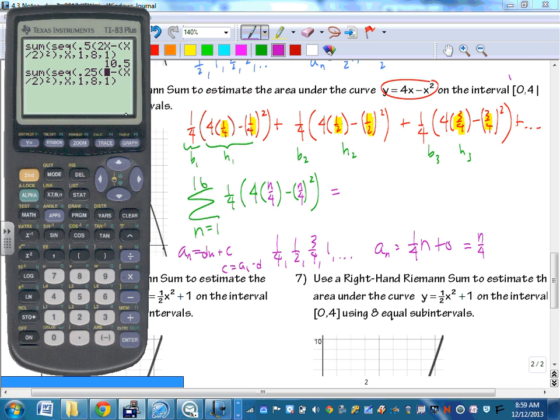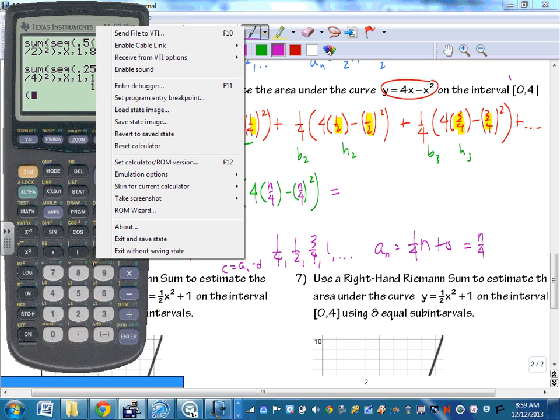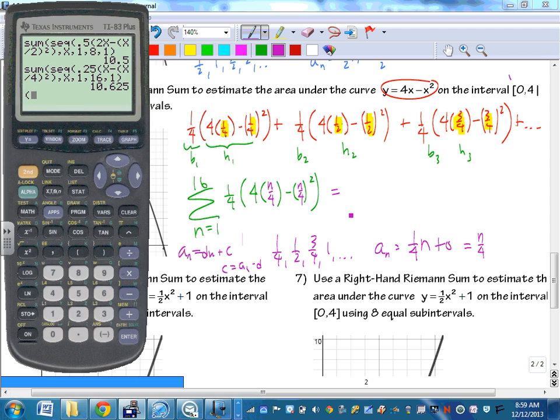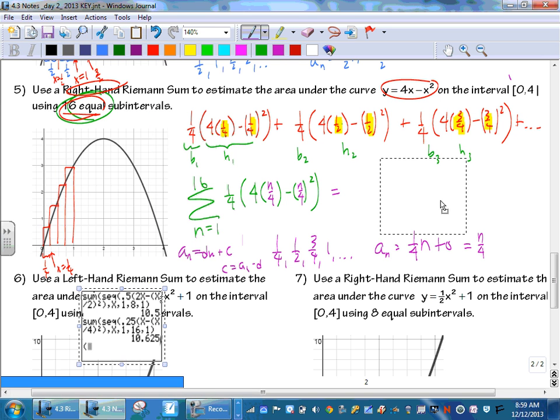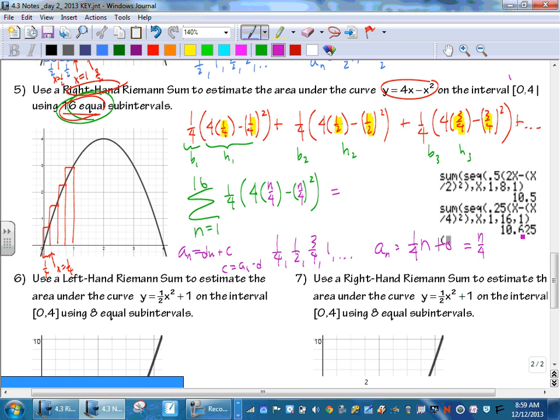Minus n over 4 squared, so I'm going to change the x over 2 to x over 4 squared. And the other change we need to make is that it's going from 1 to 16. Make sure you don't lose any commas or anything in between as you're editing. Make sure everything looks right, and then you can hit enter. So we get 10.625 for our area. Last time we got 10.5, so we're getting a little bit closer here. Remember, the more rectangles we use, the more accurate our answer is going to be.